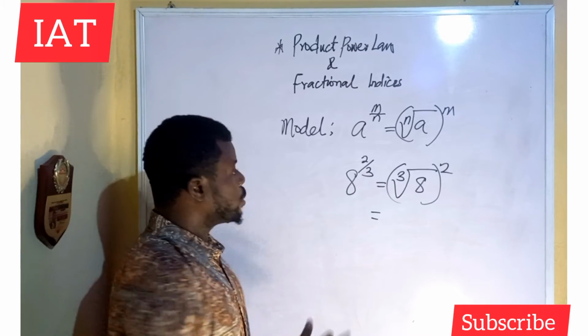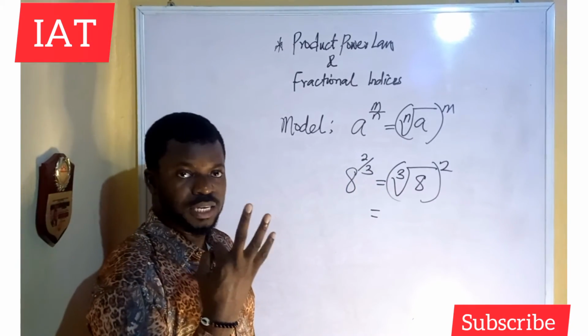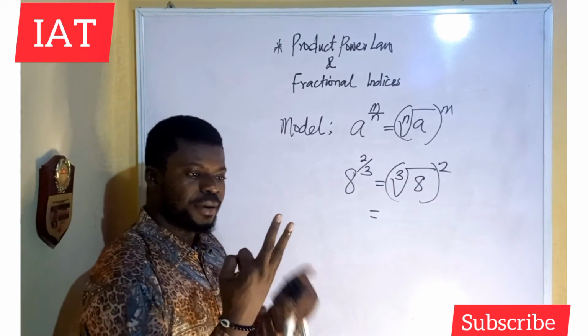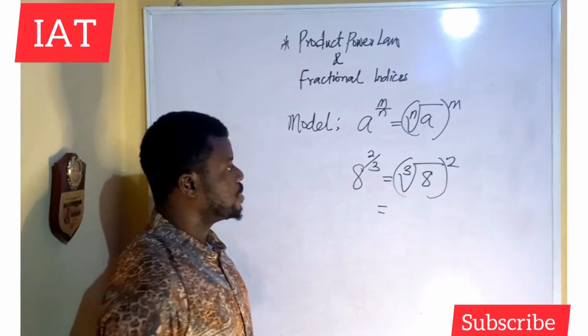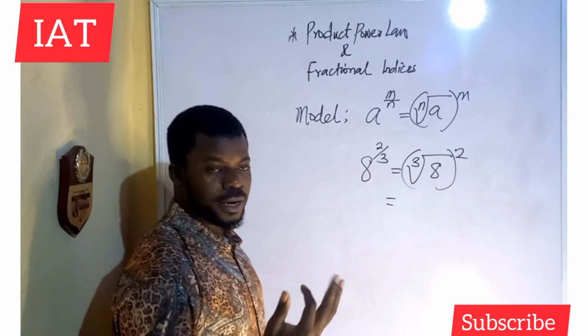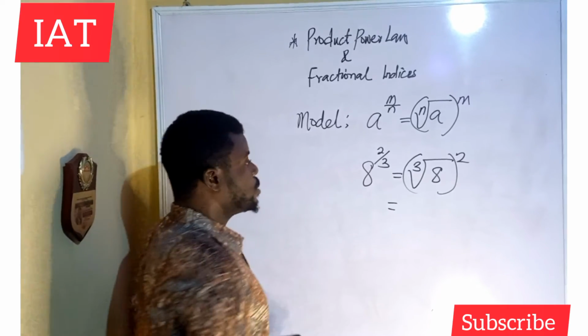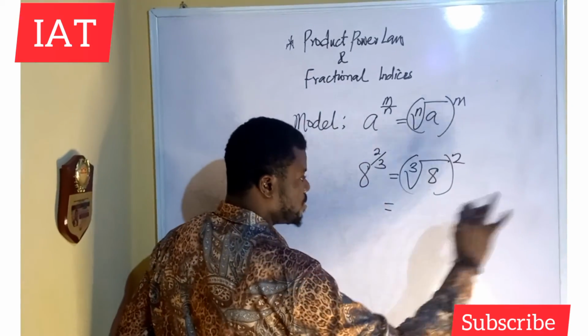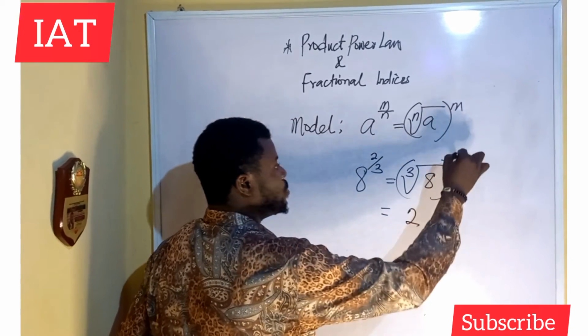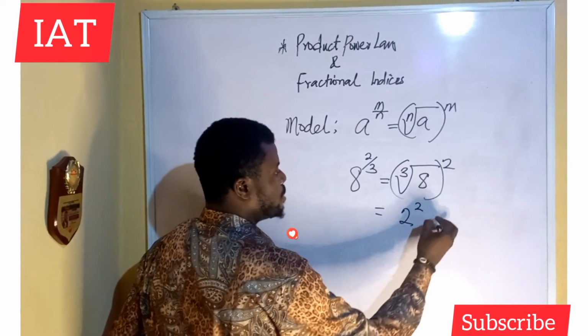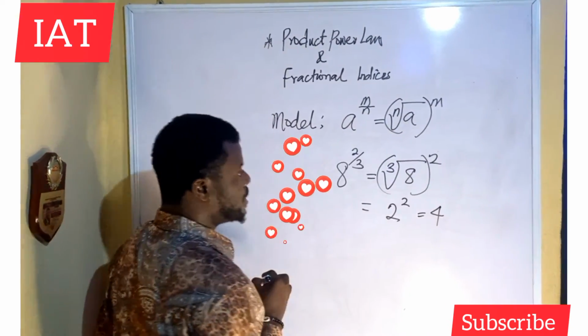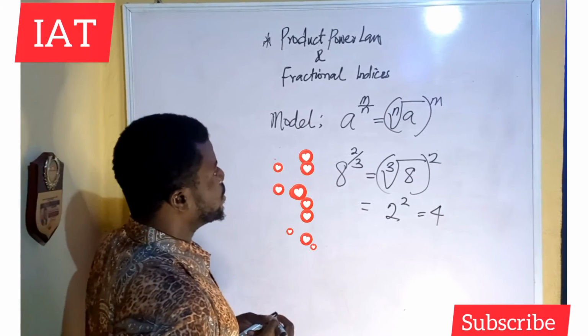It's simple. Cube root means 3 consecutive numbers that look alike that can multiply themselves to produce 8. So I can think of 2 to be that number. 2 multiplied by 2 is 4, by another 2, that's 8. So I just pick one of those 3 numbers, which is 2, raise it to the power of 2, and the result will give us 4. Alright? So that's how simple this law could be.